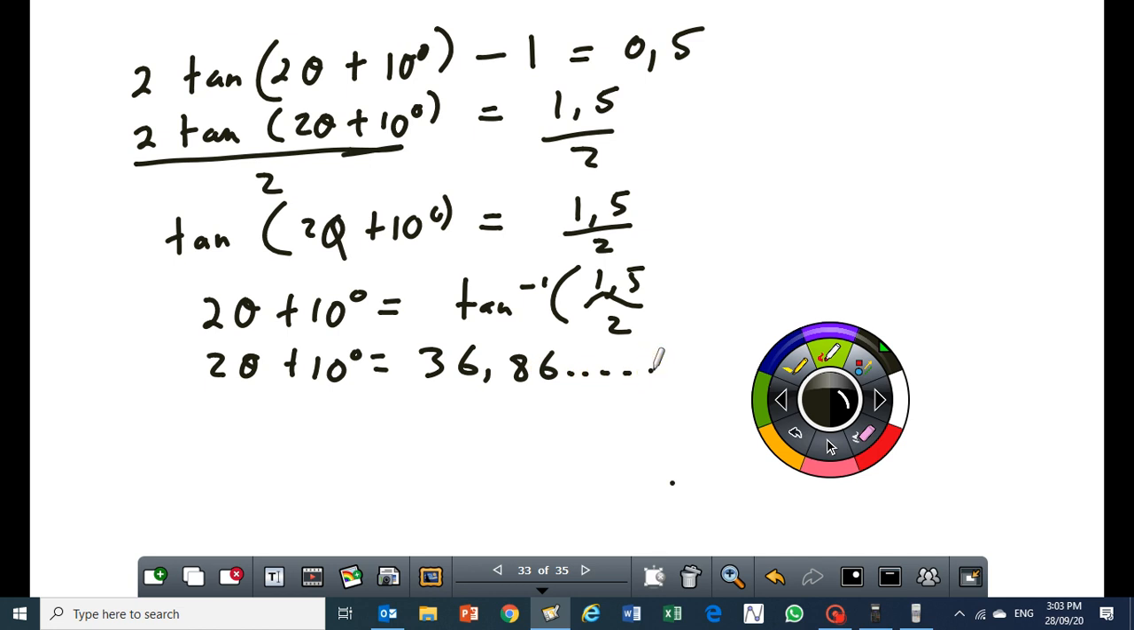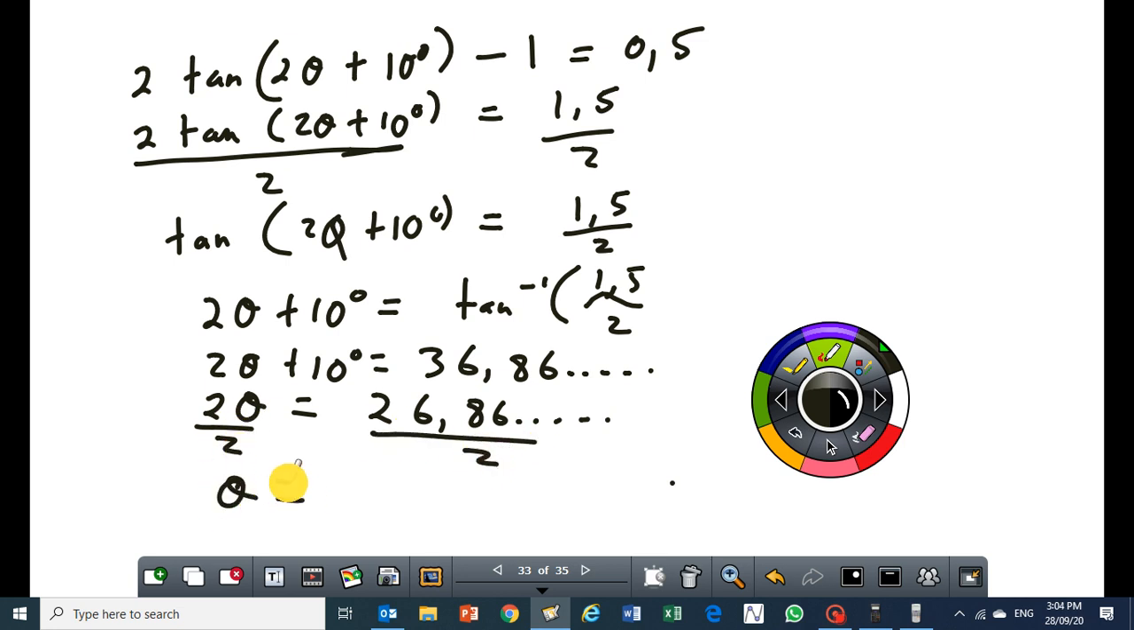The objective is to get theta. Okay? Then I'll check this 10 to the left. You get 2 theta is equal to 26.86 with all those decimals. Okay? Then I'll divide now both sides by 2. So you get theta equal to.